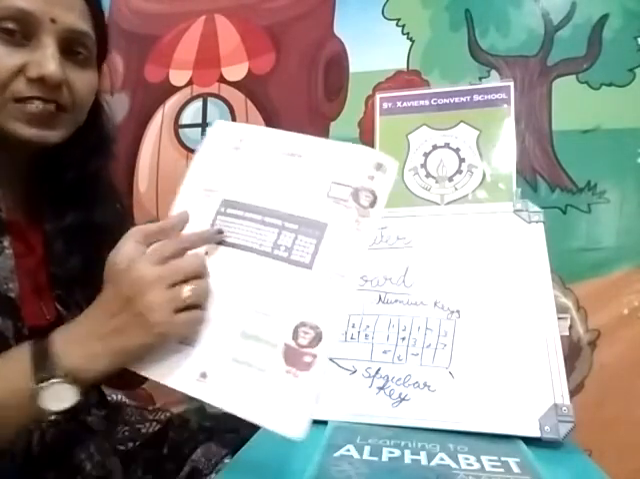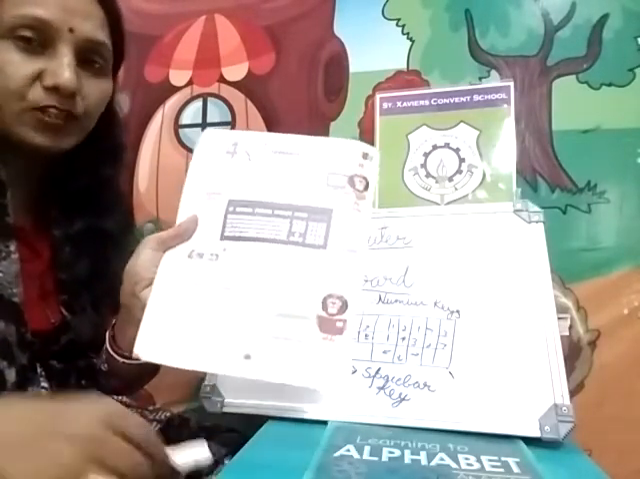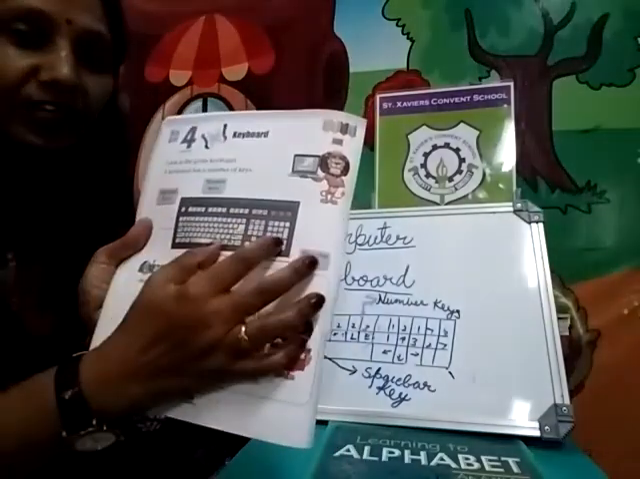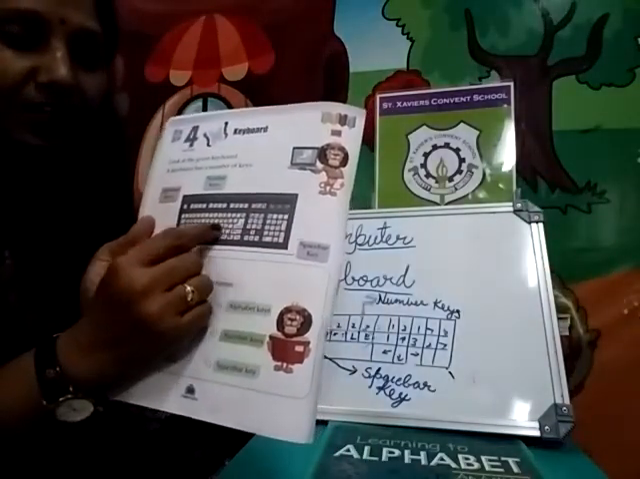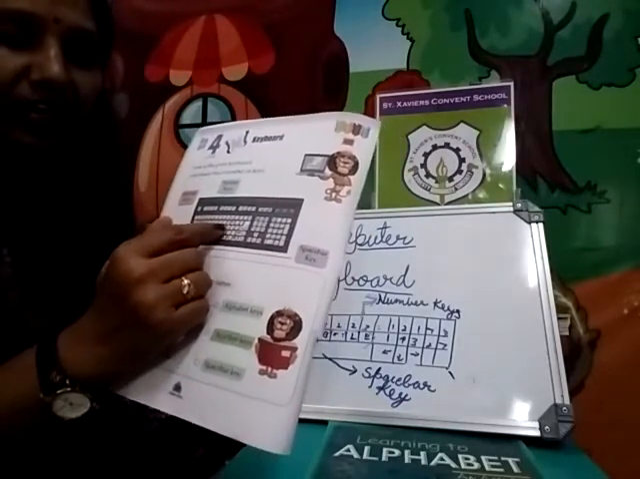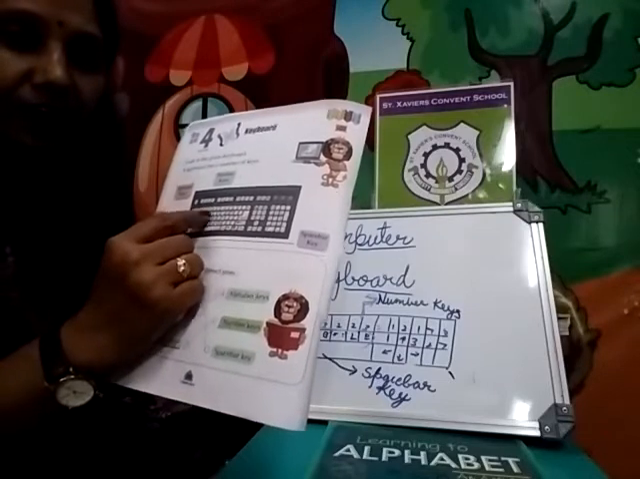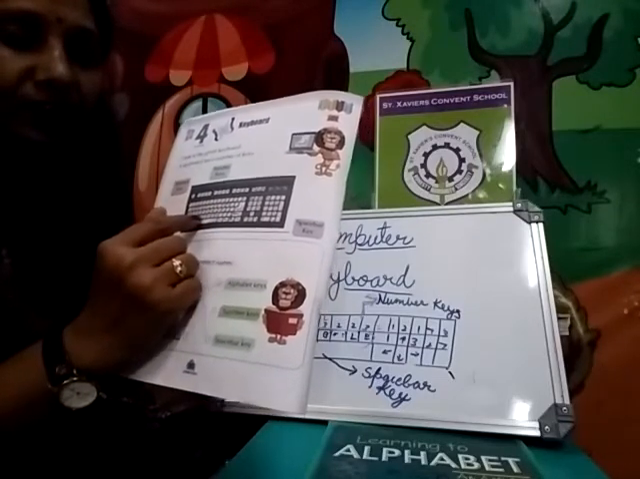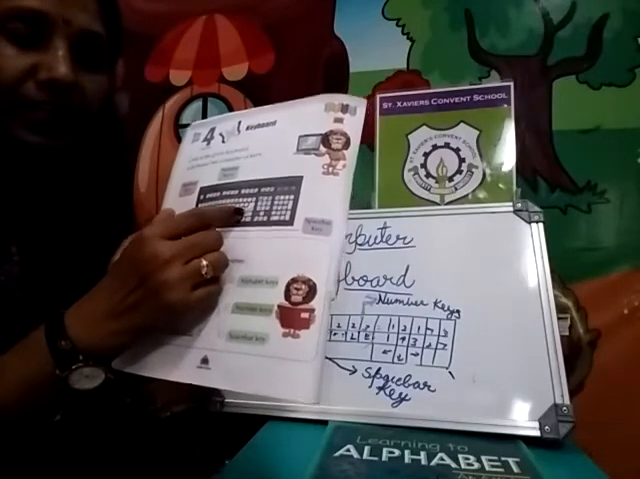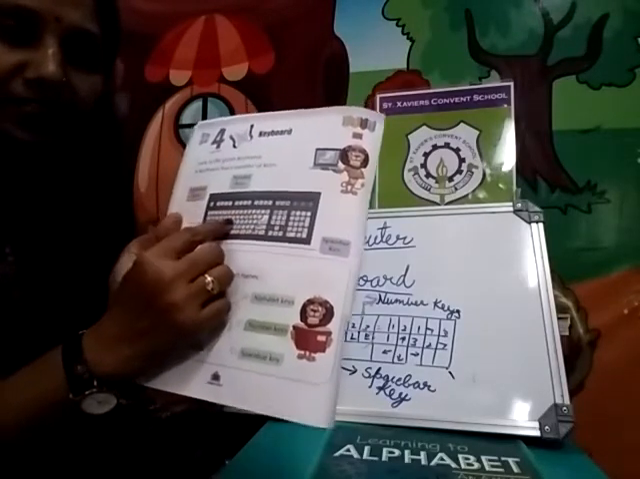If you have a keyboard at your home, you can watch very carefully that these alphabets are written there. Somewhere it's a Q, somewhere H, L, I, J like that. In a jumbled manner it's written there. But these are called alphabet keys because alphabets are there.